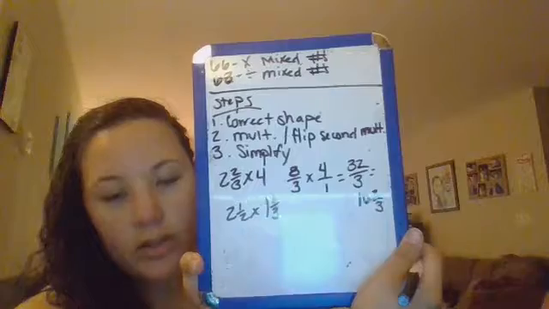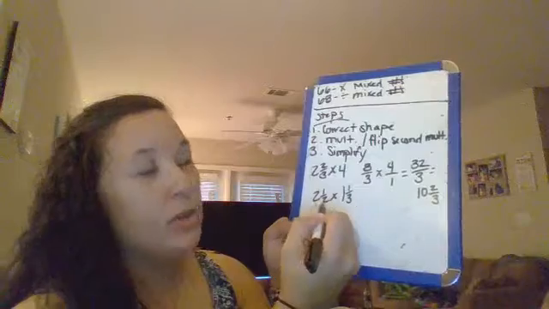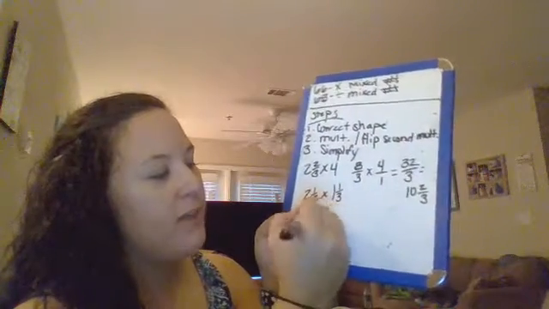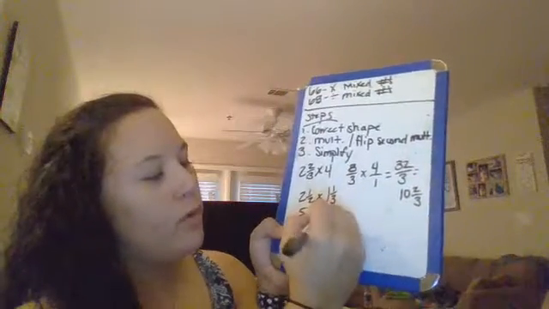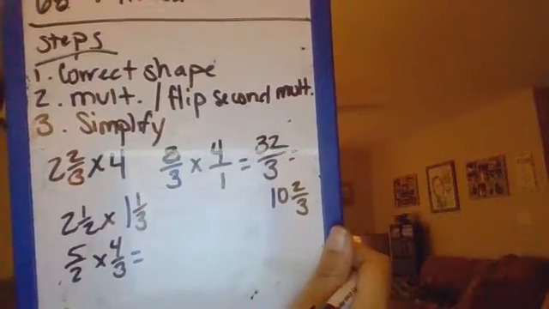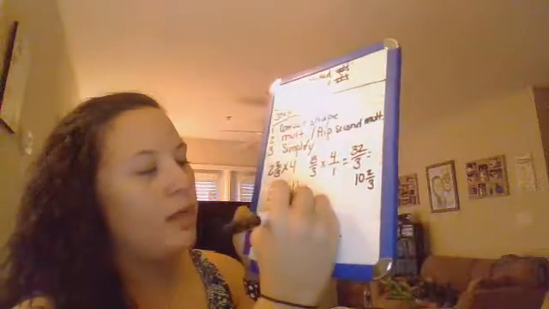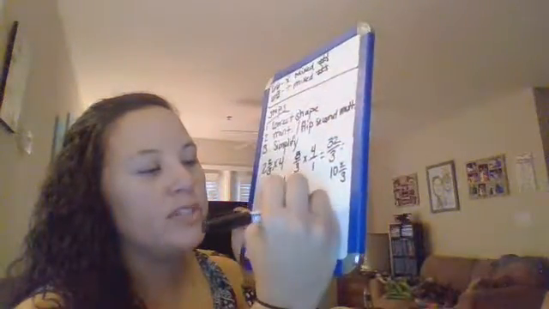We'll do another one. The second one is 2 1/2 times 1 1/3. We're going to change both of our mixed numbers, which means we're going to correct their shape. So 2 times 2 is 4, plus 1 is 5, so that's 5 over 2. 3 times 1 is 3, plus 1 is 4, so 4 thirds. So we have 5 over 2 times 4 over 3, and that's going to give us 20 over 6. And then we divide that out and turn it back into a mixed number. It's going to be 3 2/6.